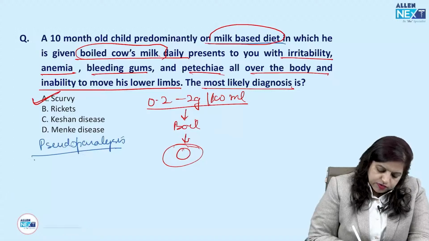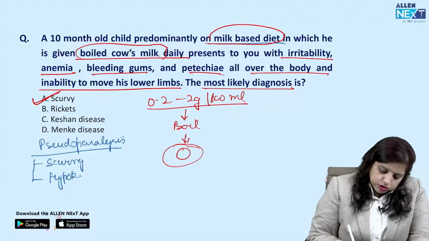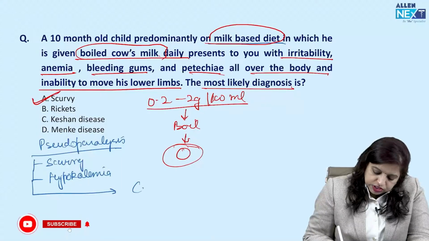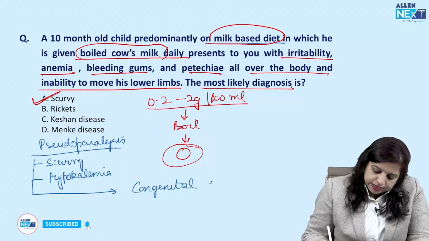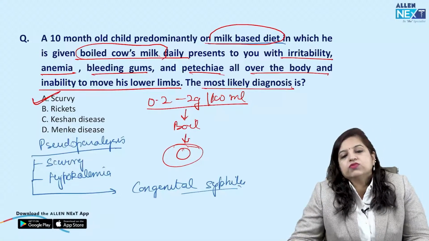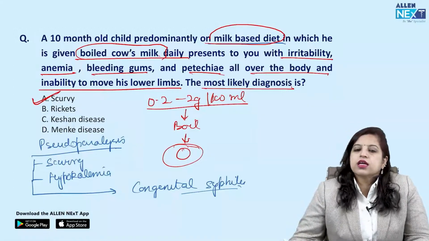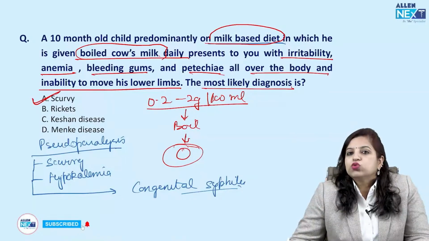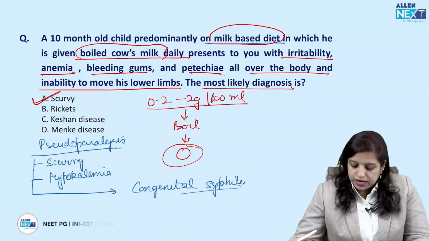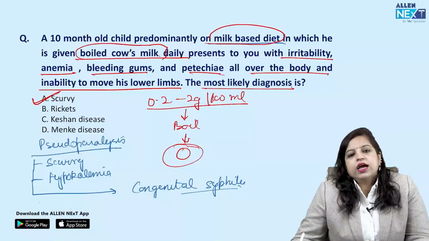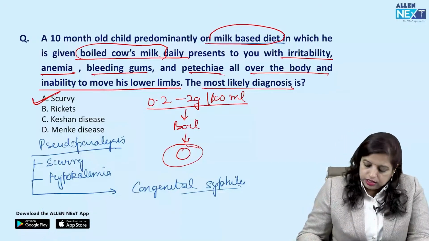So if we have to go for the causes of pseudo-paralysis, always remember certain causes. First is your scurvy. Second is hypokalemia, very, very important, when the serum potassium levels are very low. And the third important cause, which everyone has to remember, is congenital syphilis. In syphilis also we get to see periostitis. We would see the X-ray pictures of periostitis, and then you would realize that that is also one of the causes where the newborn would have pseudo-paralysis, would not be moving his limbs, right? So this is scurvy for you. Keshan disease, we are going to discuss, don't worry. And then Menkes disease also we are going to discuss in the coming slides.